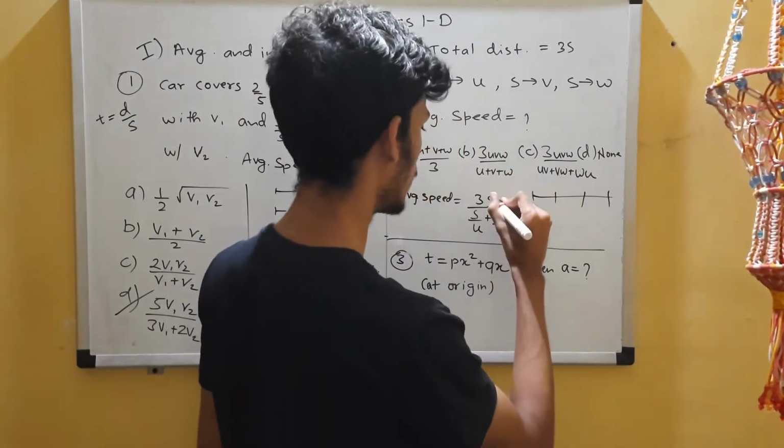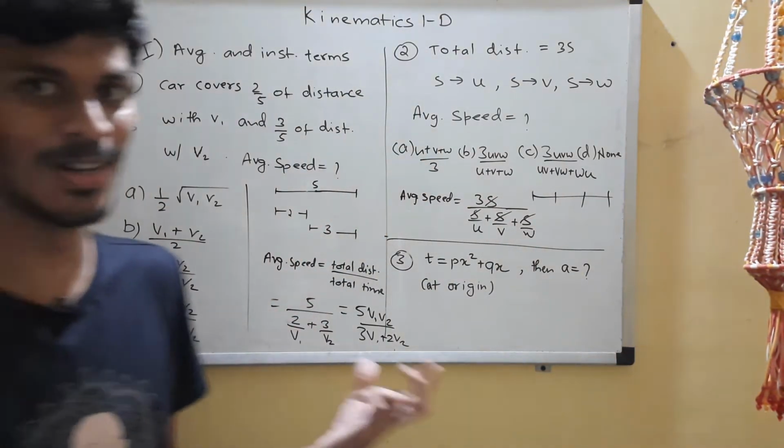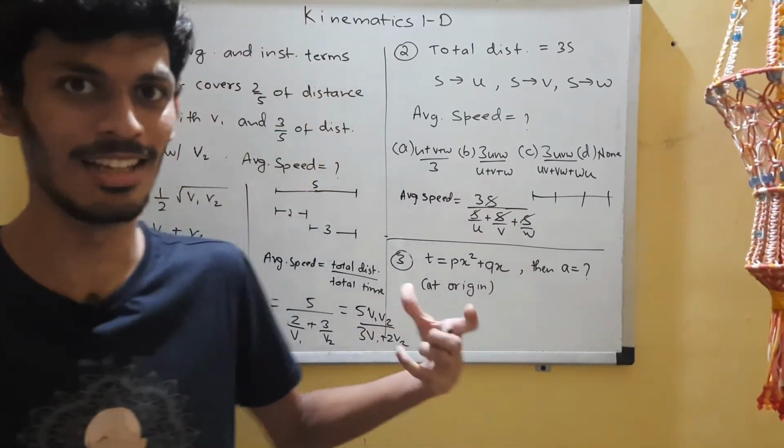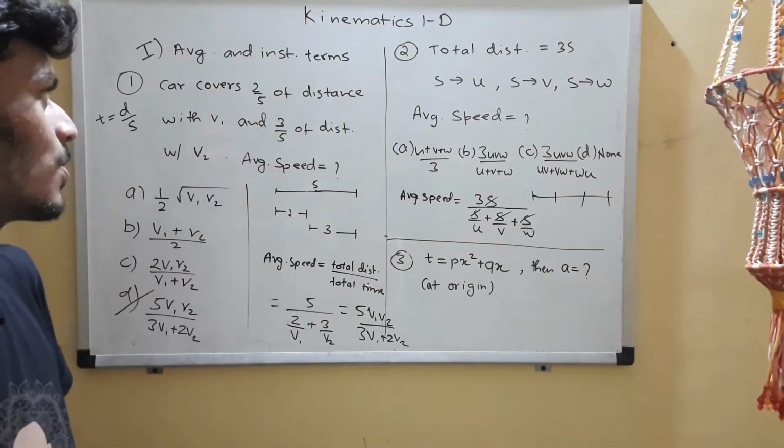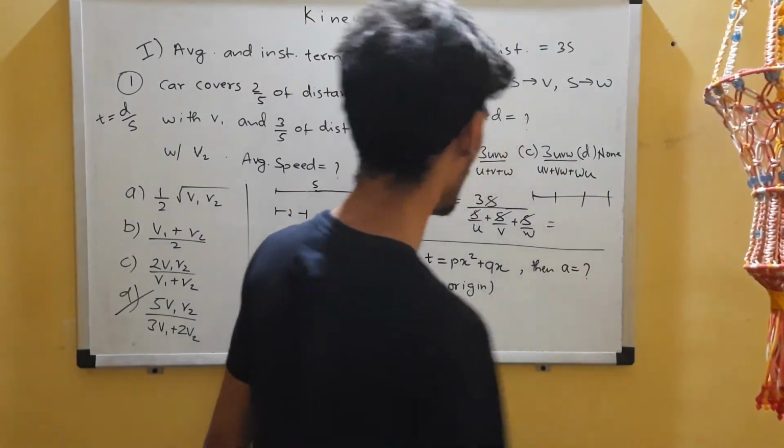Okay, so if you can see over here, this s gets cancelled, right? That's why we can choose any number for our distance. The distance basically gets cancelled over here, okay? So that's why I chose 5 over here. You can choose any digit of your choice, okay? So now let's solve it.